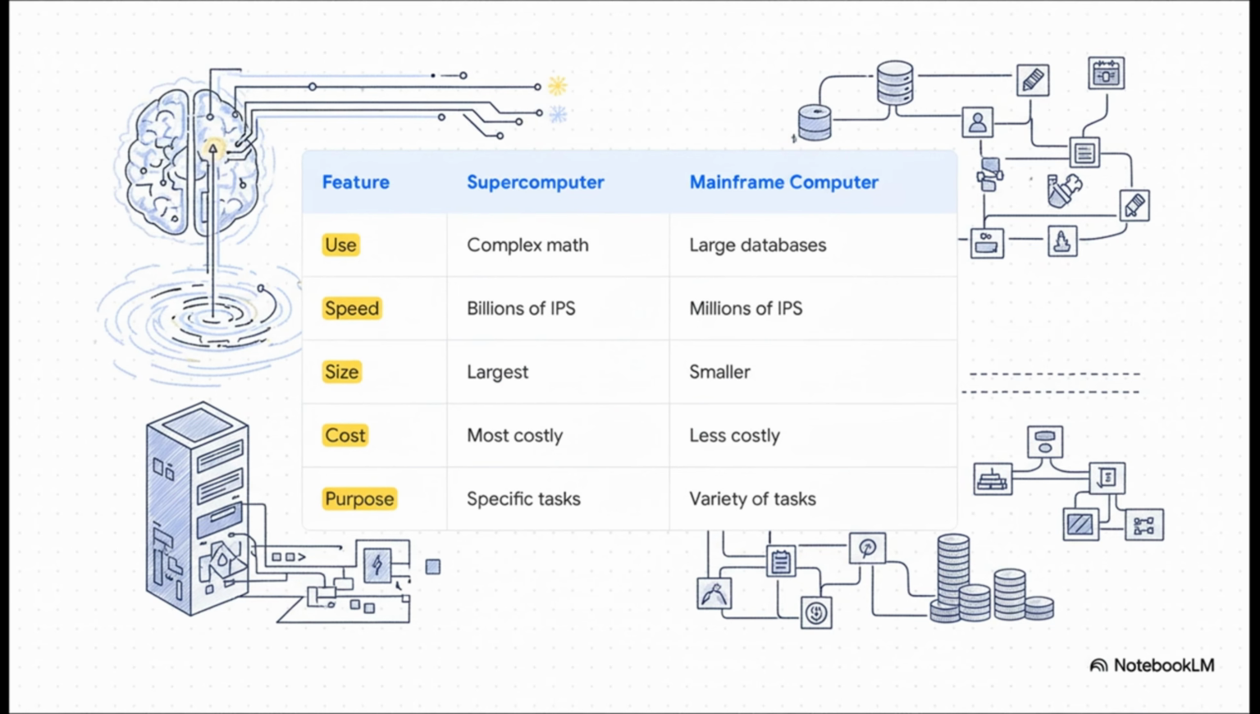So here's the main difference, right? Think of a supercomputer as a world-class sprinter. It's built for one thing, pure, raw speed on one incredibly complex task. A mainframe, on the other hand, is like the air traffic control system for a massive airport. It's a generalist, built to juggle thousands of different things for thousands of people all at the same time without ever dropping the ball. So, specialist versus generalist, raw power versus rock-solid reliability.